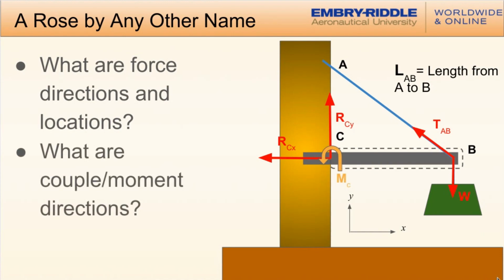So what are couples and moments? We'll cover those in Module 2, but think of it as, you may have heard it as a torque, same thing. And again, we have to give it a name, MC, moment at C, which is good for 2 dimensions.